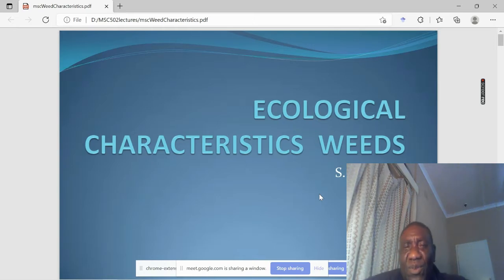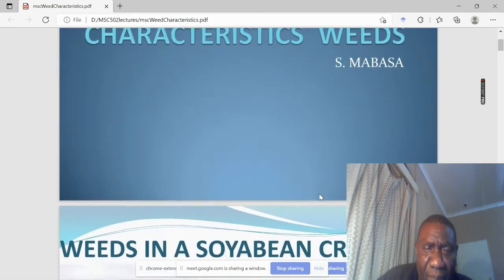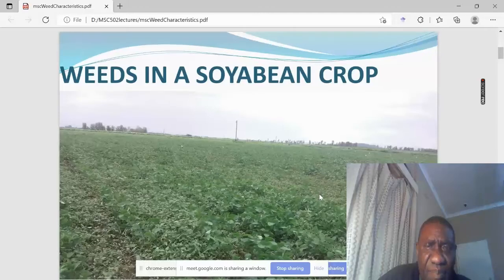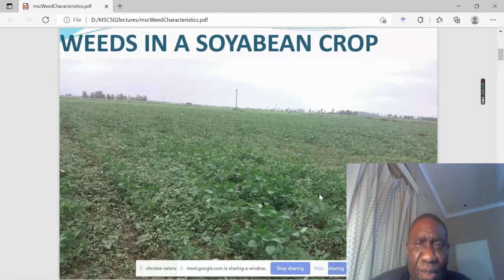Okay, so we're going to talk about the characteristics of weeds. In fact, weeds are a special group of plants with unique characteristics, which distinguishes them from the ordinary plants. This is a soybean crop with weeds.